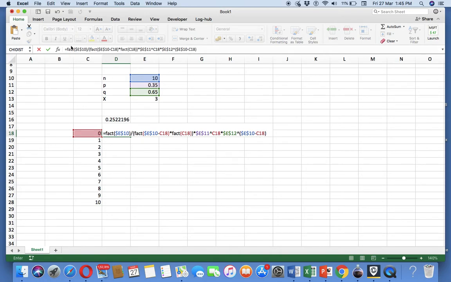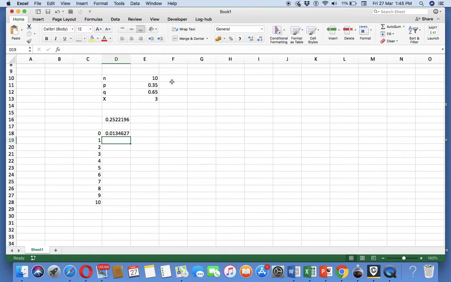So please carefully note the formula. It's factorial n divided by factorial n minus x, into factorial x, into p raised to the power of x, q raised to the power of n minus x. So I fill it. And now since it's Excel, I can just drag it, because the x is varying from time to time.